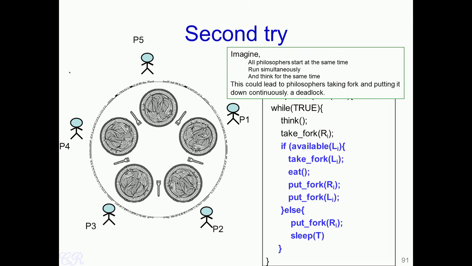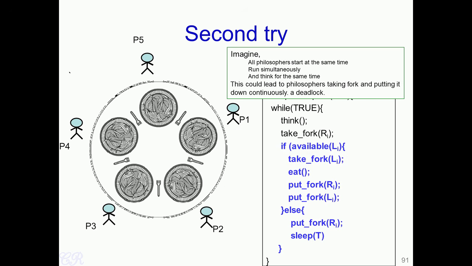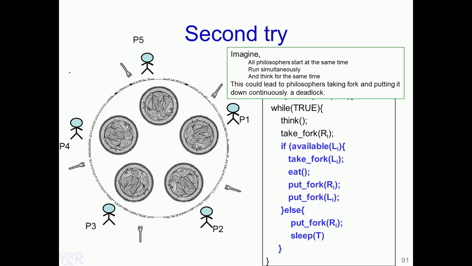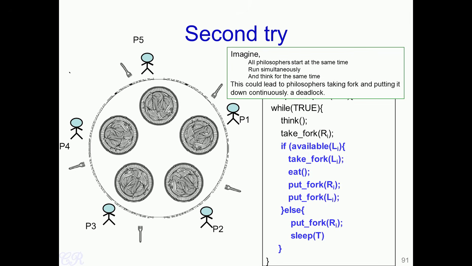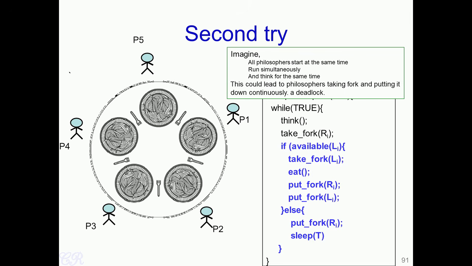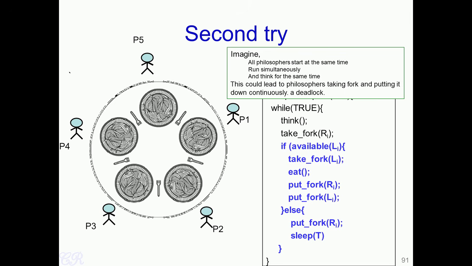So, you see that the 5 philosophers are again starved. They will be continuously just picking up their right fork and putting it back onto the table. So, this solution is also not going to solve our purpose, since we have the philosopher starving again.